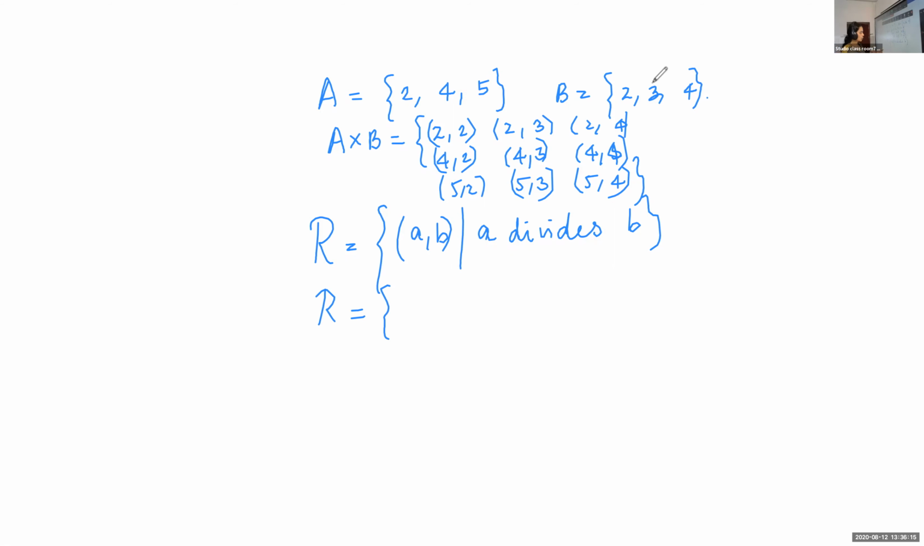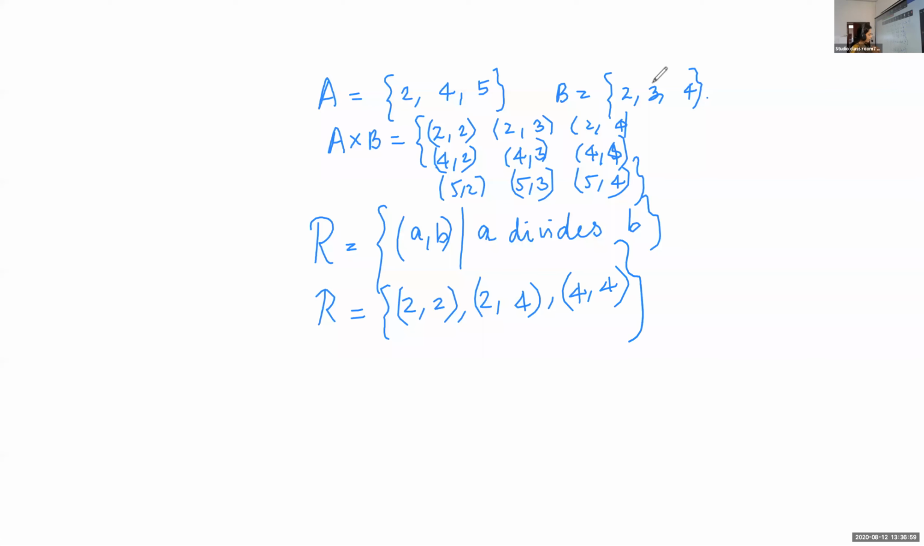(2, 2). Yes. Then (2, 4). Okay, we are not writing (2, 3). Why are we leaving this (2, 3)? 2 cannot divide 3, isn't it? If 2 divides 3, the remainder should be 0. So (2, 4) you will get. Then, what's the next one? (4, 2). Whether 4 divides 2? No, so we can't write, isn't it? Then (4, 4). Finished. Is it clear, children?